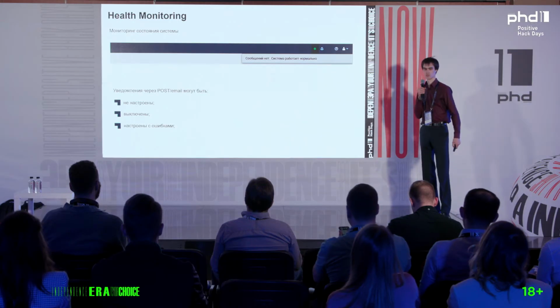I think it makes sense for me to start the analysis with health monitoring, and for that, we already have some inbuilt functions such as health monitoring.